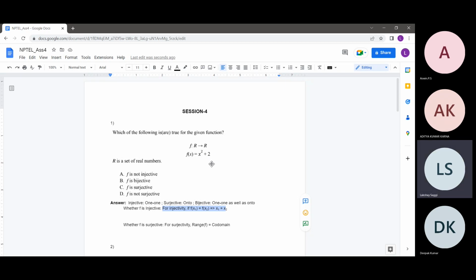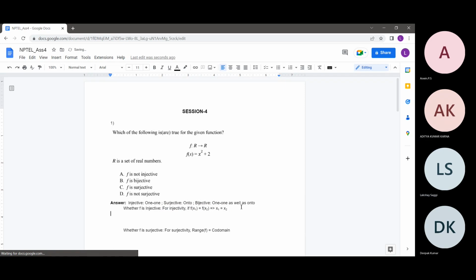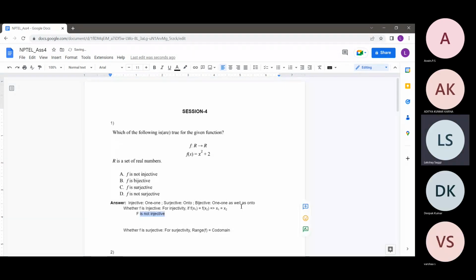So here we can get a feel that for x square, if I take plus x or minus x, at both of these values the value of x square remains the same. So in that sense, this does not seem to be injective. We can give a counter example that f is not injective. I've just underlined this.